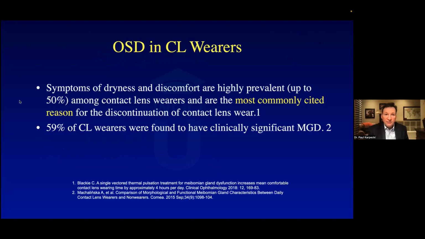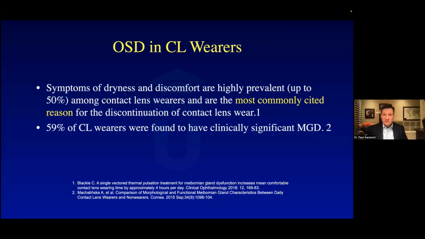And I love the practicality here that basically says symptoms of dryness and discomfort are obviously highly prevalent. But here's the key thing. Up to 50% of contact lens wearers cite dryness and discomfort as the number one reason to discontinue contact lenses. I don't know if I ever thought that number was that high. I was just going to think, well, 1 in 5, 1 in 6. No, it's 50%.